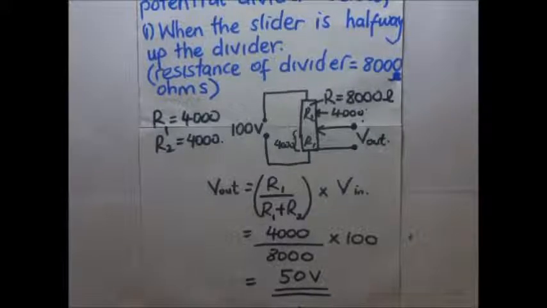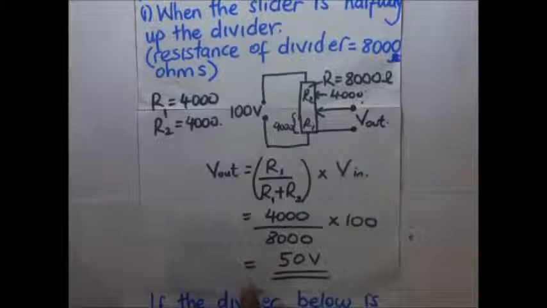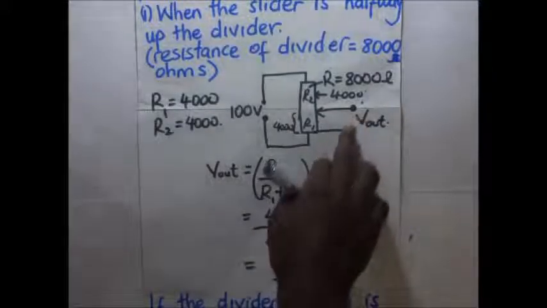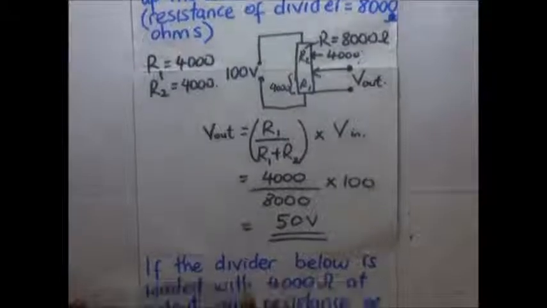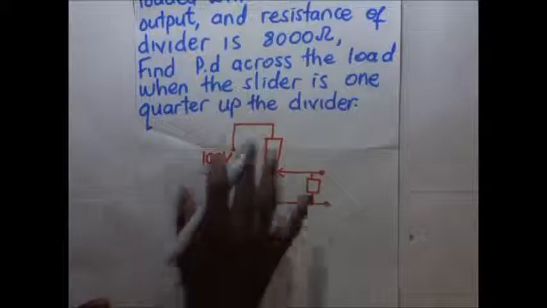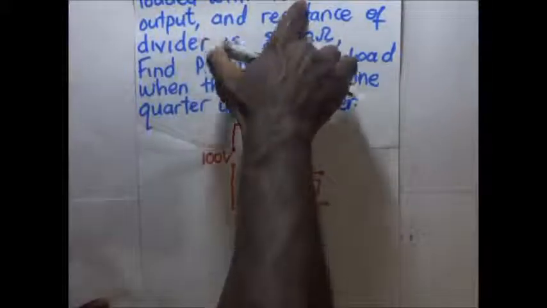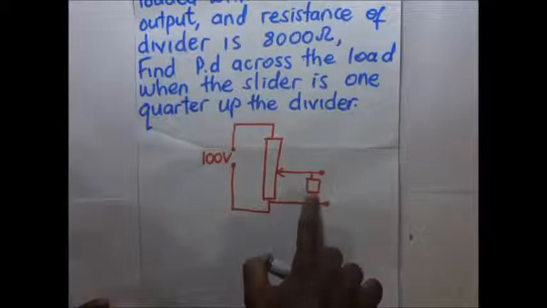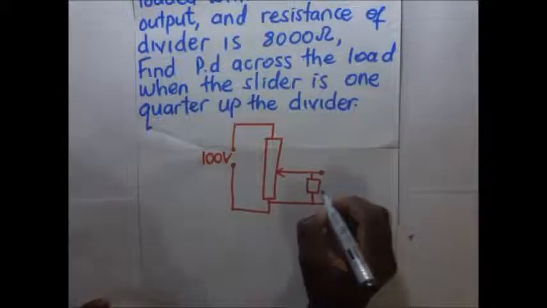Now, 50 volts, that's going to be our answer. That's the voltage output for a potential divider that is unloaded. Now let's look at a case whereby the potential divider is loaded. We are having this question: if the divider below is loaded with 4,000 ohms at the output, so we are having here 4,000 ohms.